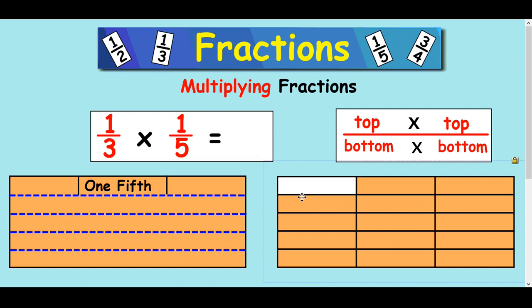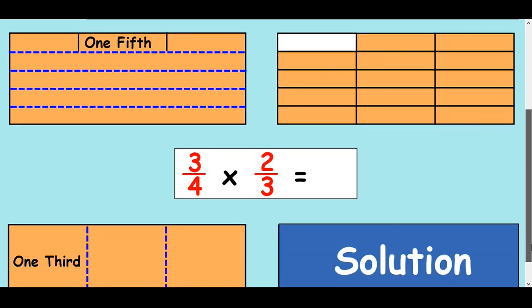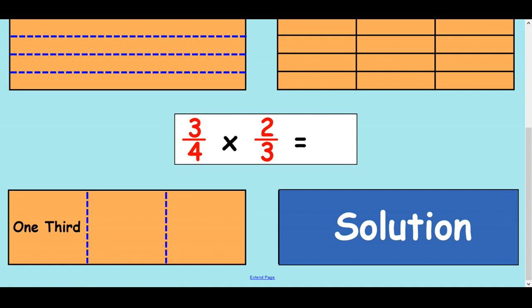So there we go. I've split my fifth into thirds, but I've done it for everything else, and I can see that there's one bit here out of a total of 15. 1, 2, 3, 4, 5, 6, 7, 8, 9, 10, 11, 12, 13, 14, 15. So a third of a fifth is a 15th. But again, if you do this idea of the top times the top and the bottom times the bottom, you will get a 15th. And if you continue to do this, then you keep getting the same answer. And then you can do much harder ones without the need for the pictures.